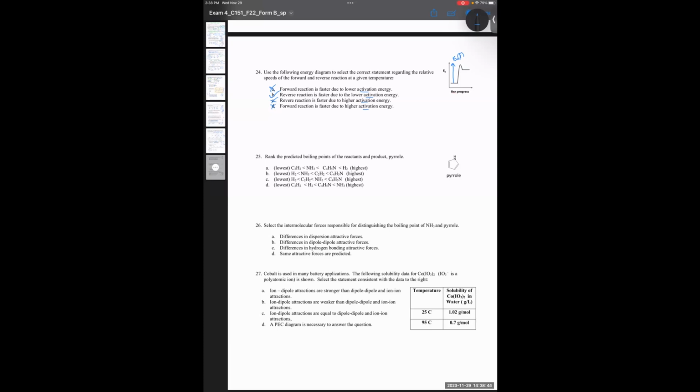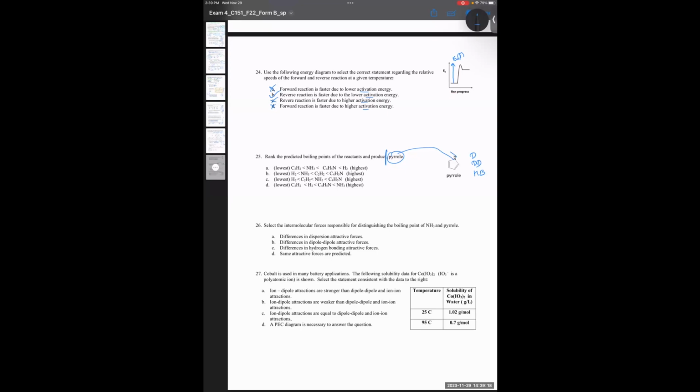Question 25. Rank the predicted boiling points of the reactants and products. Okay, so now this is the pyrrole molecule. Pyrrole is given here. Reactants and products, so it's going to end here. Anyway, pyrrole has dispersion, dipole, and hydrogen bonding, because it's a polar molecule with hydrogen covalently bonded to nitrogen.